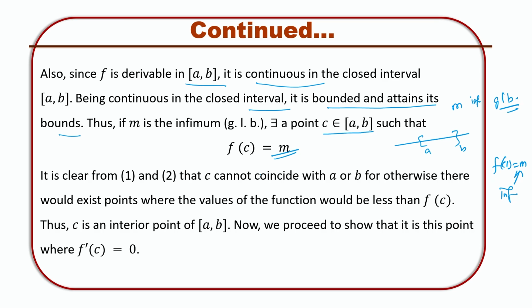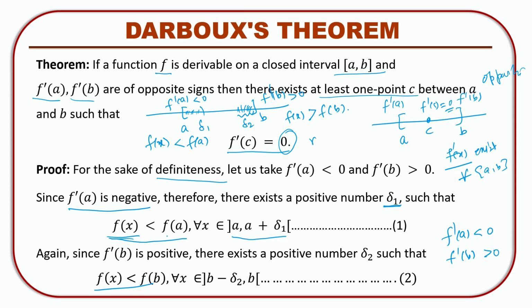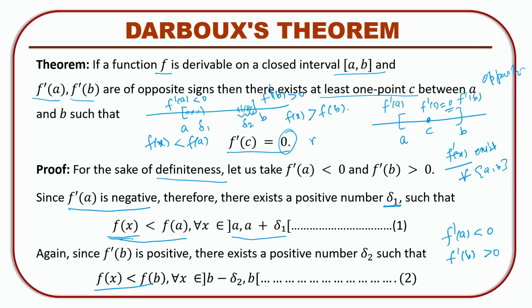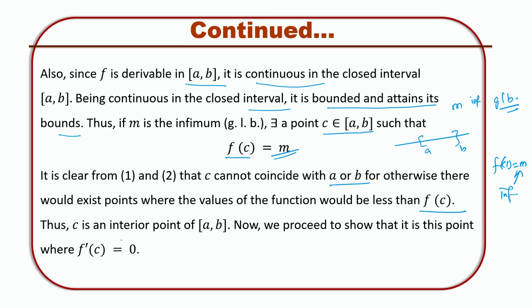It is clear that c cannot coincide with a or b. Otherwise, there would exist points where the values of the function would be less than f(c), so that's not possible. Thus c is an interior point. Why is it not possible? I think you do understand, right? f(x) is less than f(a) near the end point, so f(c) could not be the infimum if c were a. So it is not possible for c to coincide with a or b. So c is an interior point of the closed interval [a, b].